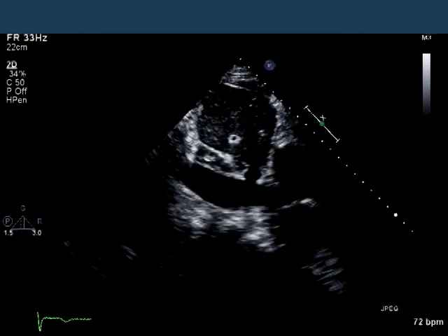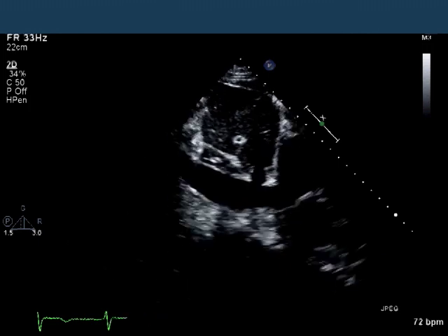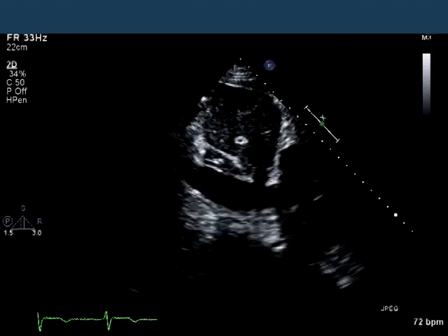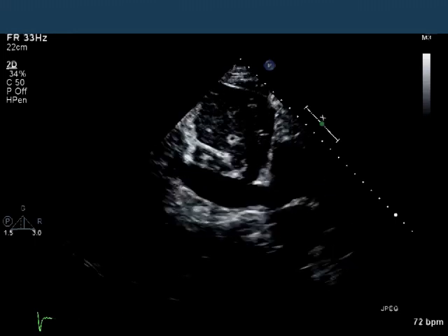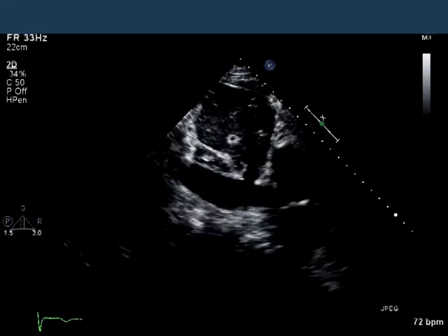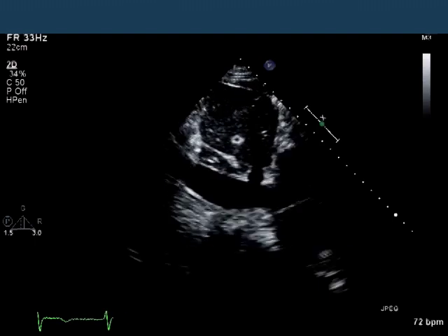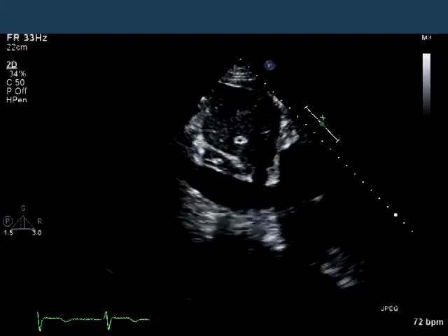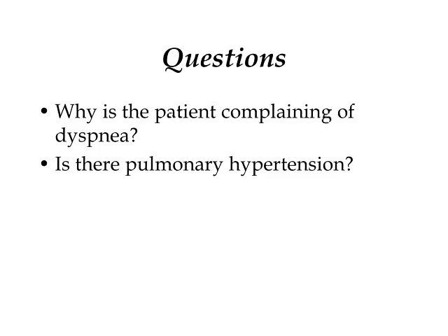Here you can see a 2D image taken from the subcostal view of the inferior vena cava. Notice that the IVC is dilated and doesn't seem to change very much with respirations. So, a couple of questions. Number one, why is this patient short of breath? And number two, is there pulmonary hypertension?